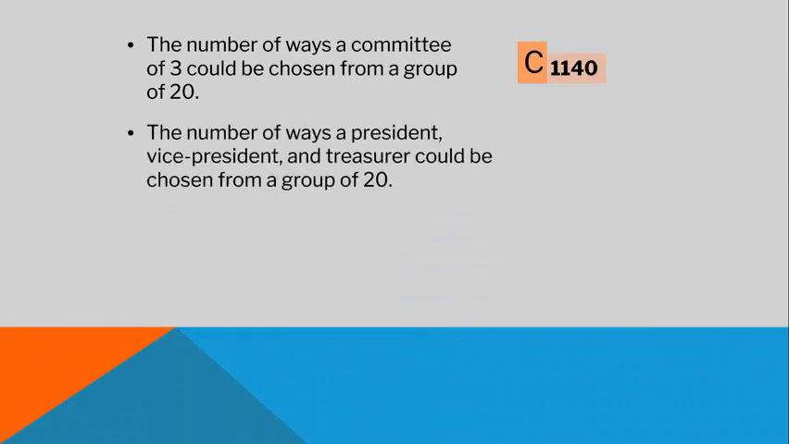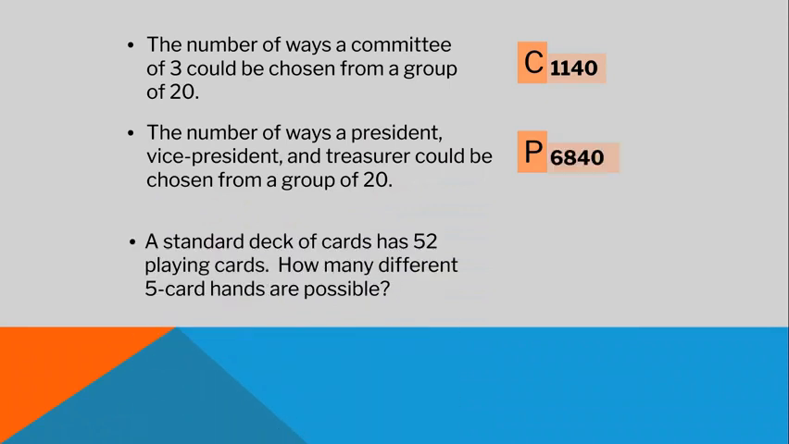The number of ways a president, vice president, and treasurer could be chosen. Does the order matter? Yes. 20P3. A standard deck of cards has 52 playing cards. How many different 5-card hands are possible? Does order matter? Order does not matter. 52C5.